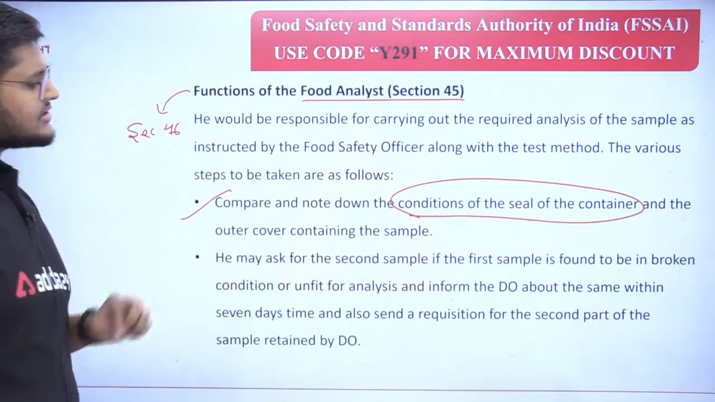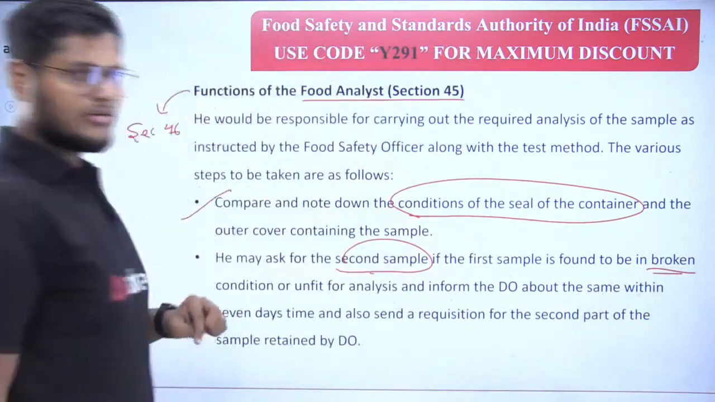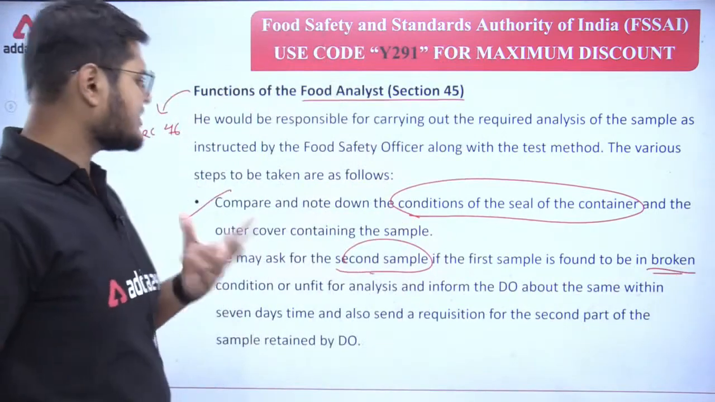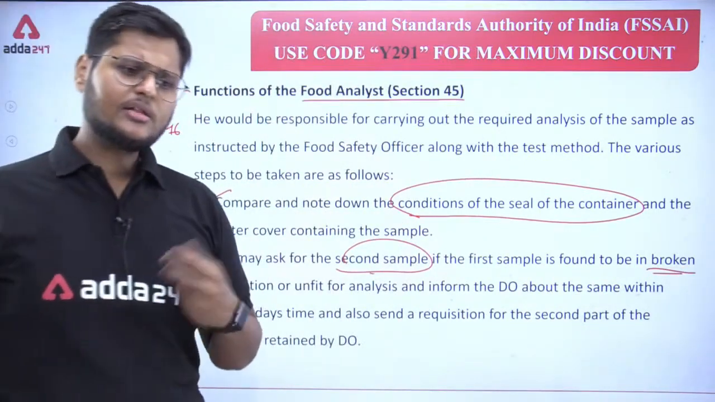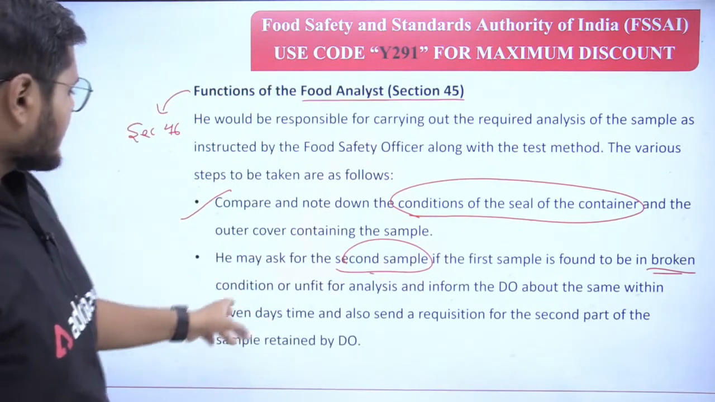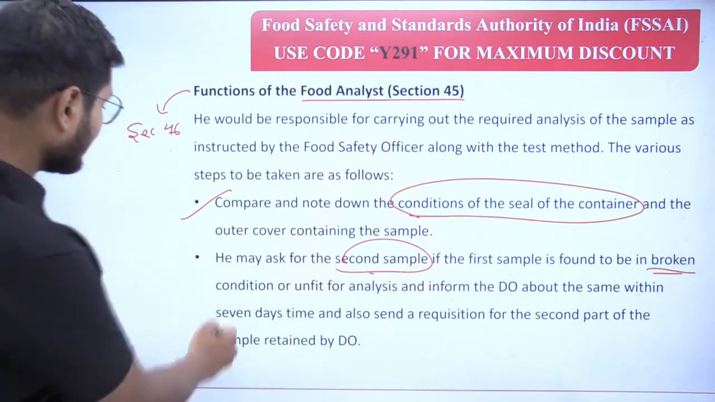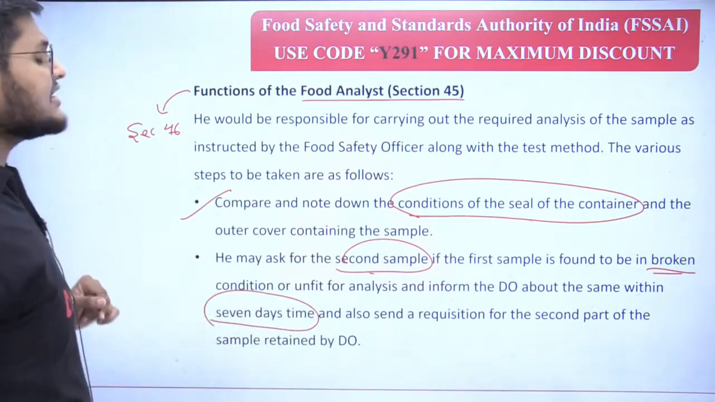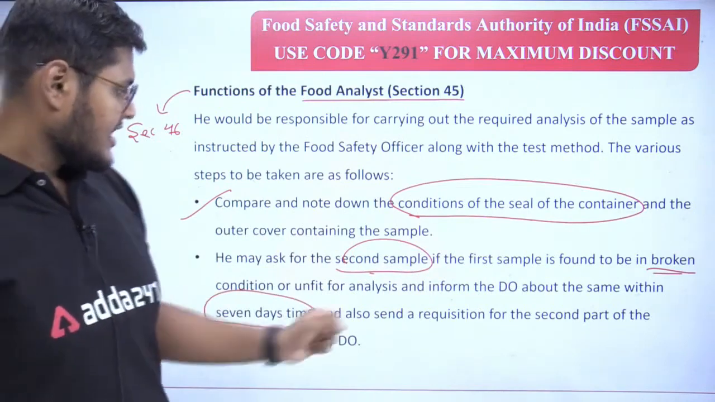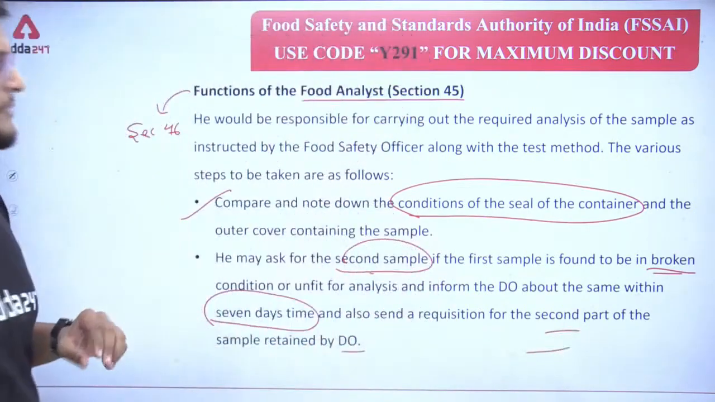He may ask for the second sample if the first sample is found to be broken. If the container is broken, or has been damaged in any way, then the food analyst can also demand a second sample. Next, inform the DO about the same within 7 days' time. The food analyst has to inform the DO within 7 days, and also send a requisition for the second part of the sample retained by the DO.